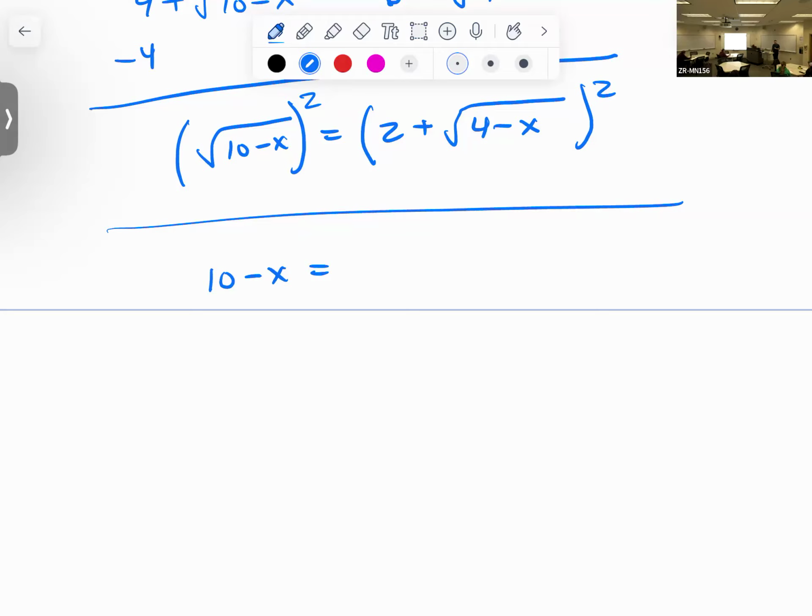Or do you have to do the whole thing? Would it be 2 plus that? Oh, it's the whole thing. It's 2 plus root 4 minus x times 2 plus root 4 minus x, which means when I have a binomial times binomial, what do I use? Box. Good job.